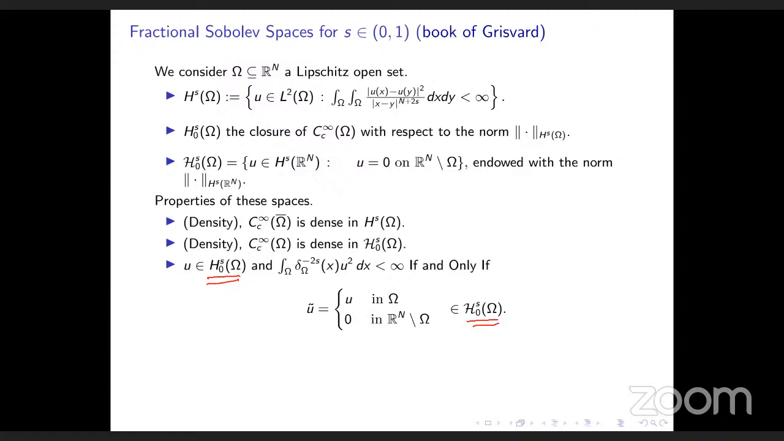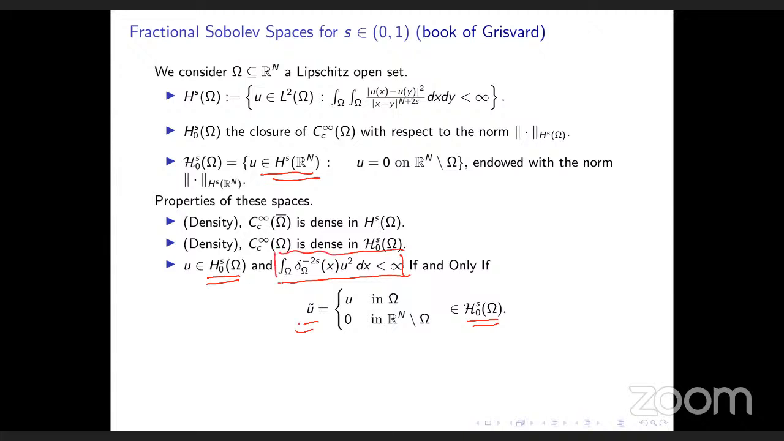If I consider a function and extend it by 0, I will be in calligraphic H^s_0, because the calligraphic H^s_0 functions are defined on R^n. This is the reason why we consider the extension with a tilde to be a function defined in R^n. But if I consider a function u in H^s_0 and extend it by 0, it is not necessarily in calligraphic H^s_0, unless I ask this type of Hardy term to be finite.